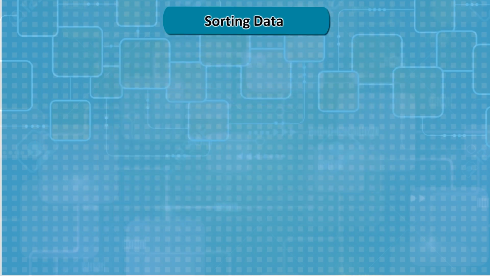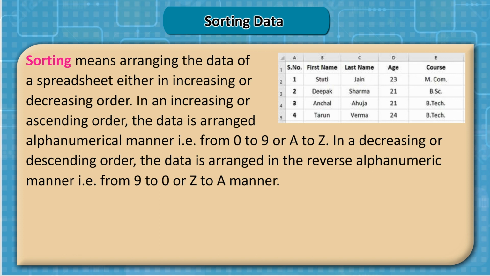Sorting data. Sorting means arranging the data of a spreadsheet either in increasing or decreasing order. In an increasing or ascending order, the data is arranged in an alphanumerical manner, i.e. from 0 to 9 or A to Z. In a decreasing or descending order, the data is arranged in the reverse alphanumeric manner, i.e. from 9 to 0 or Z to A.